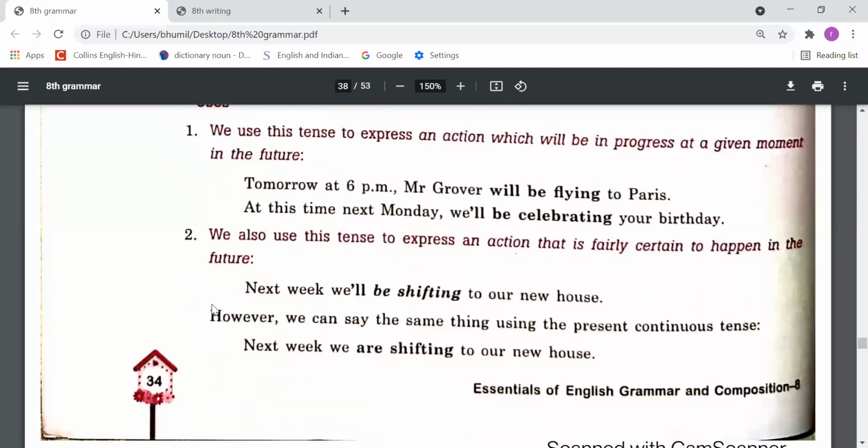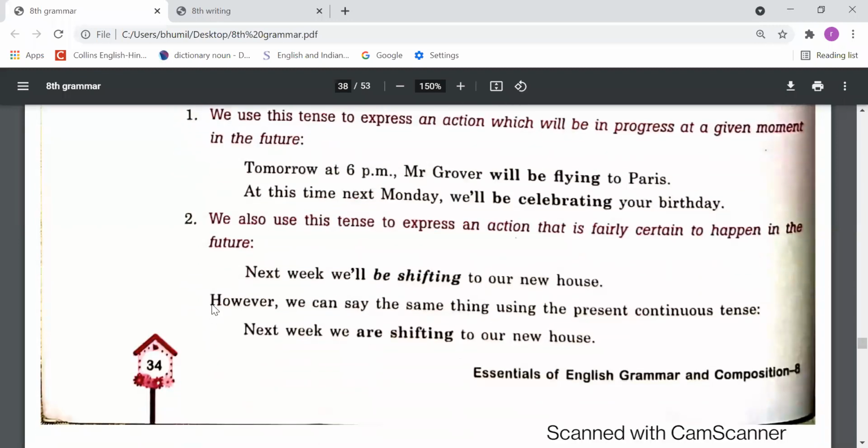Second point, we also use this tense to express an action that is fairly certain to happen in the future. When something is certain to happen in the future, for this sense also we can use future continuous tense, like next week we'll be shifting to a new house. However, we can say the same thing using the present continuous tense: next week we are shifting to a new house. So with both tenses we can express this sense.